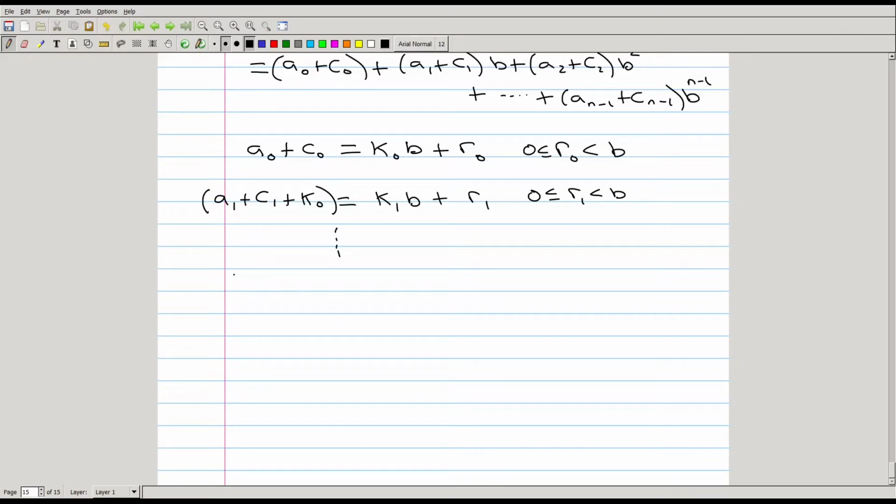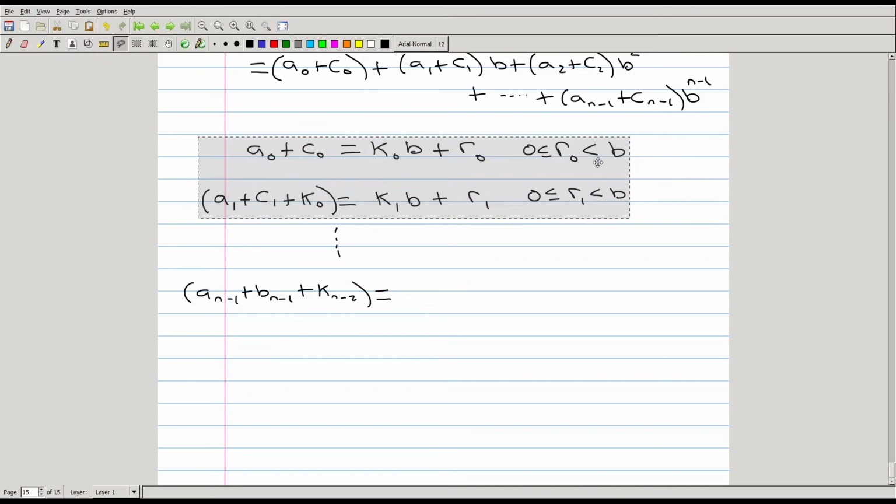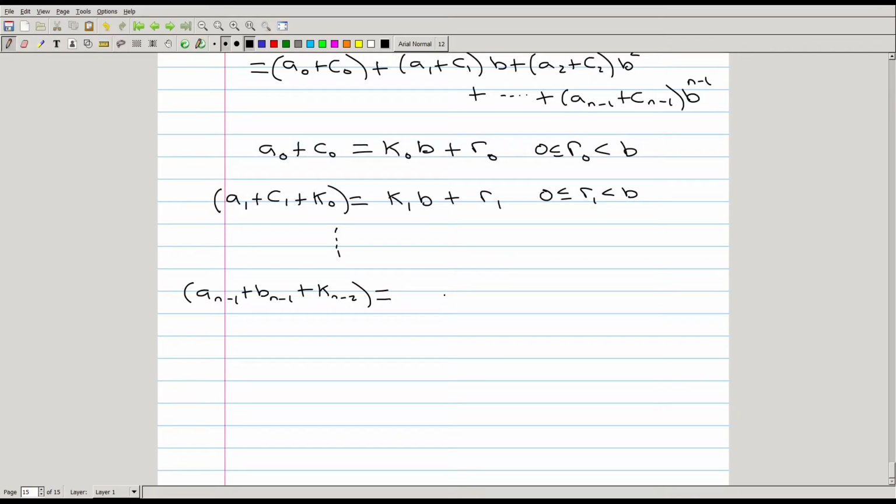It's going to continue all the way up until we have A_{n-1} plus C_{n-1} plus k_{n-2}, and this is going to be equal to k_{n-1} times b plus r_{n-1}, where r_{n-1} is going to be strictly less than b.